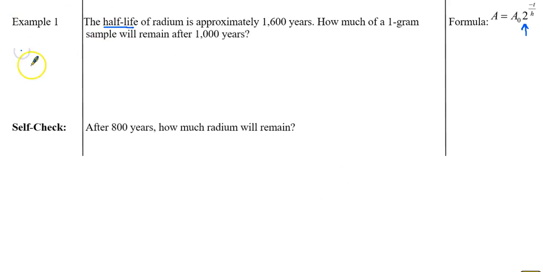If I wanted a third life, what would our base be? 3. If I wanted a fourth life, I'd use the base 4. So in half-life, you'll always see the base 2 in the equation because it's a half-life. Okay, and it's exponentially decaying, so of course you raise it to a negative power so that it breaks down instead of builds up. So let's take a look at our formula over here.